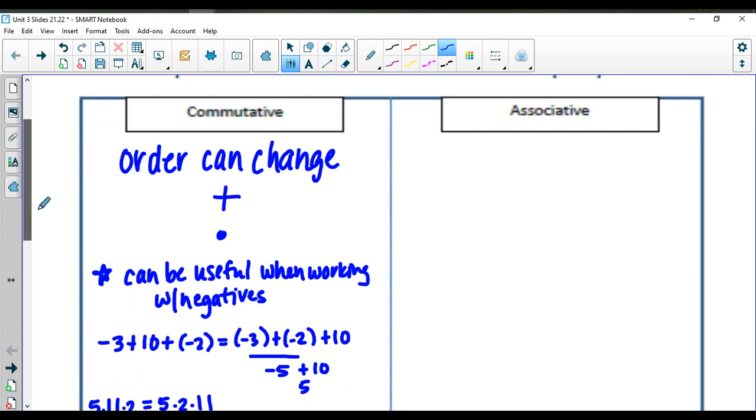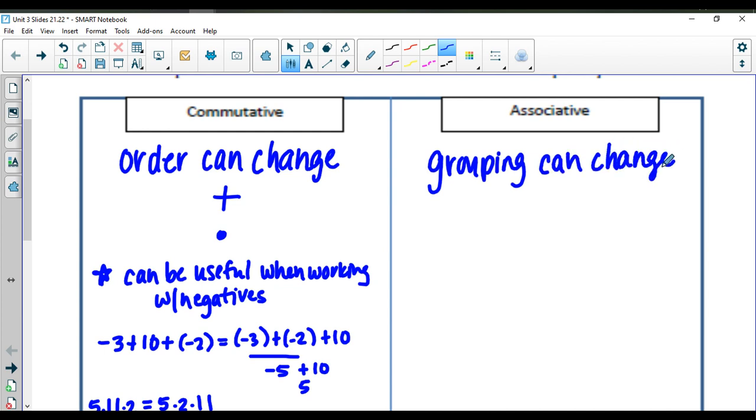So the next one that we have is associative, and associative means that the grouping can change. So when we talk about grouping in math class, we're talking about parentheses, we're talking about brackets, something along those lines. Again, this only works for addition and multiplication. And again, it can be useful when working with negatives. So useful with negatives.